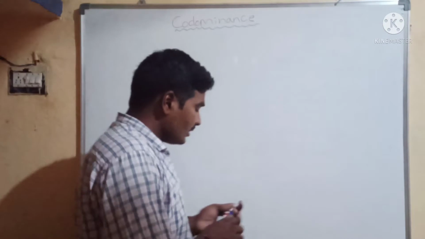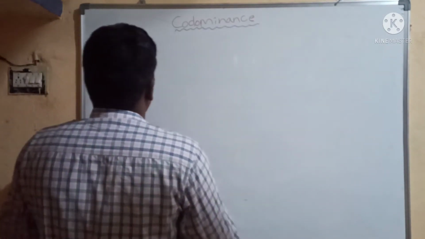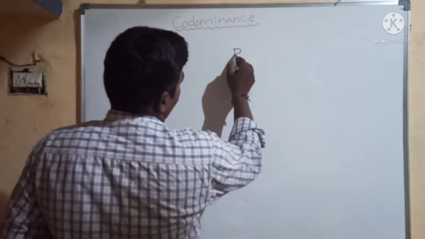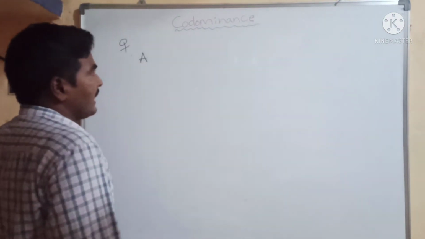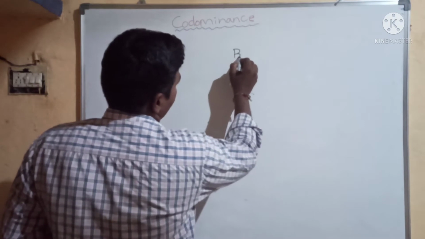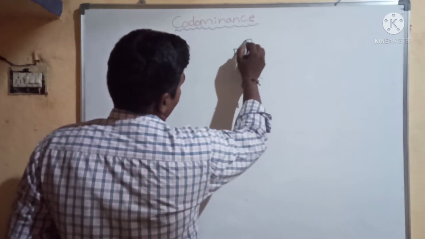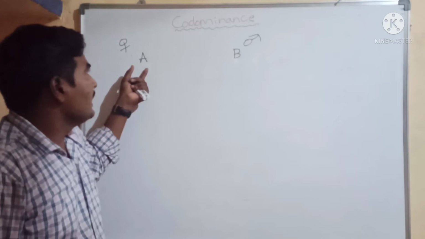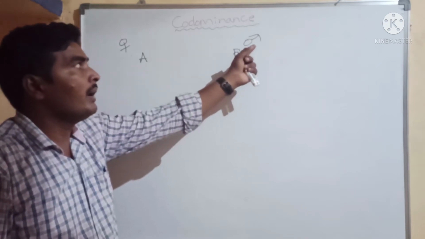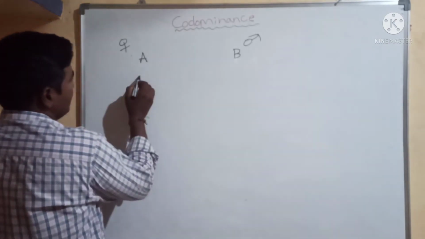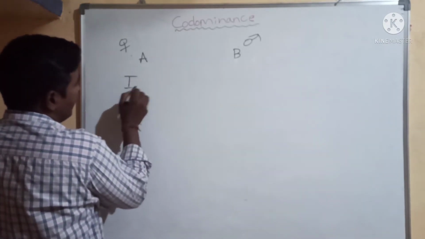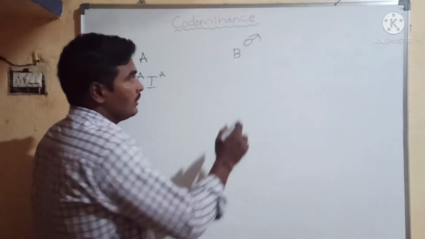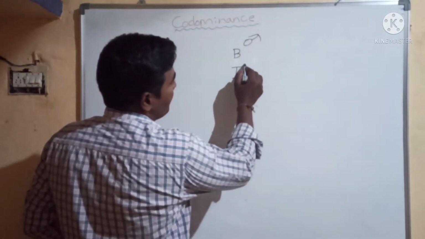The female has A blood type and the male has B blood type. So the A blood group female marries the B blood group male. Here the A blood group is genotypically IA IA, and the male B blood group is genotypically IB IB.